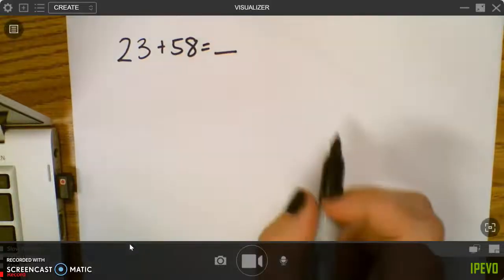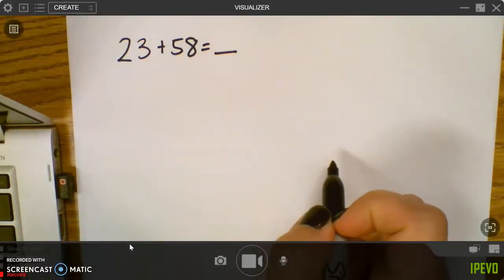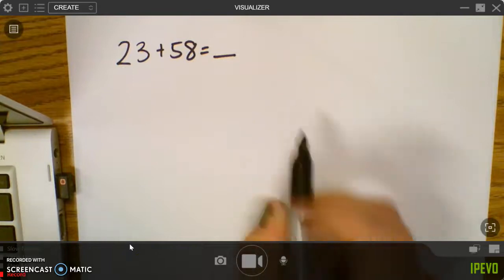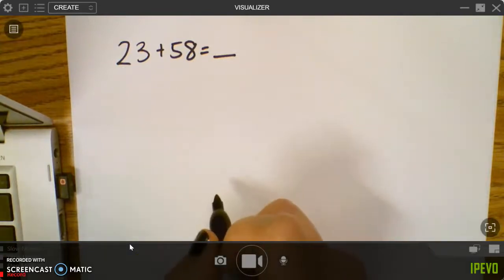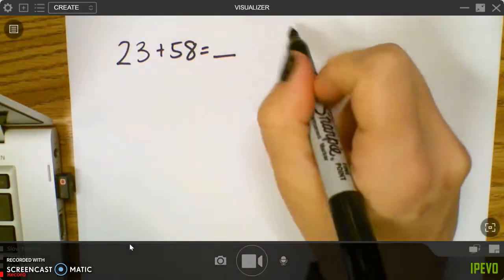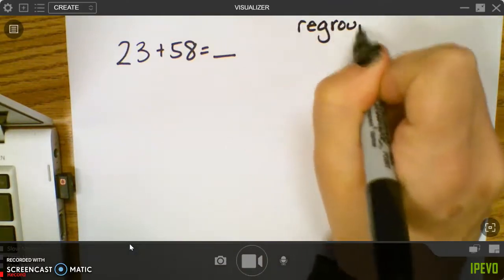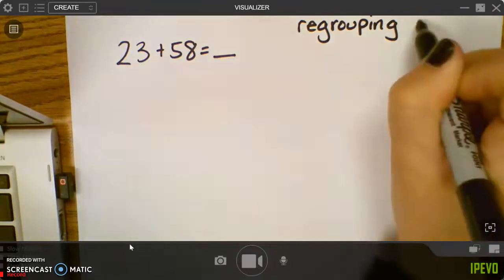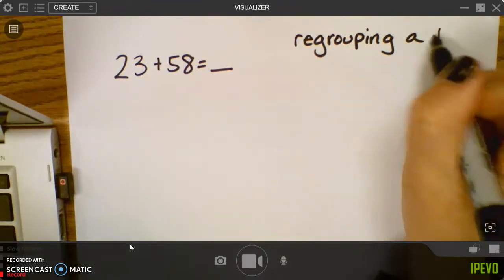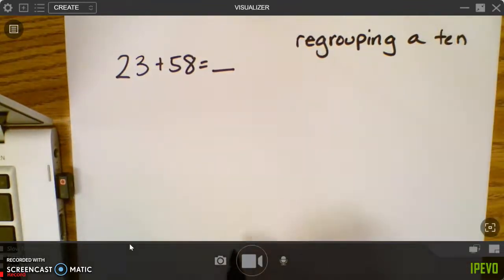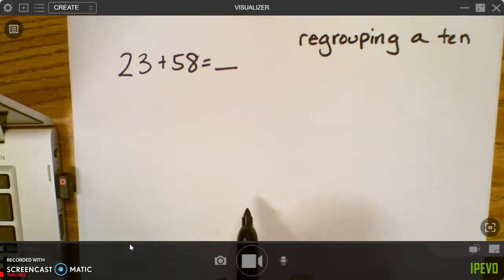Welcome back. So now we are going to add 23 plus 58, and we are going to need to regroup a 10 to do this. So this video will involve regrouping a 10. Okay, so we are going to do this again with place value blocks.